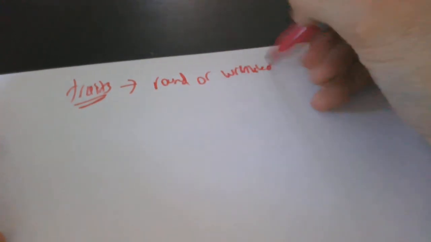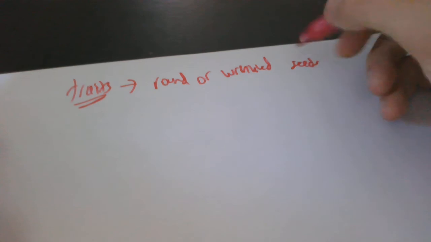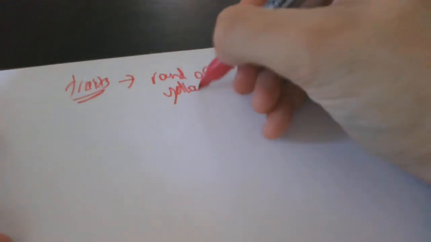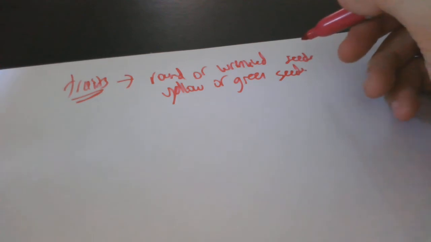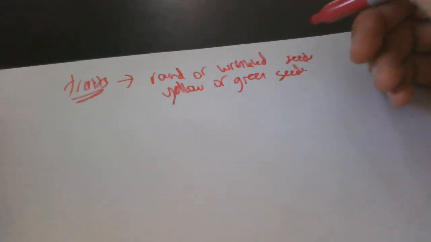Now, just to expand on traits. Traits, remember, are characteristics, and they come in different forms. So traits can be, for example, round or wrinkled seeds, yellow or green seeds. These are traits, different forms of garden peas.